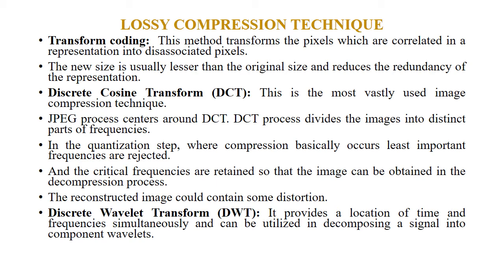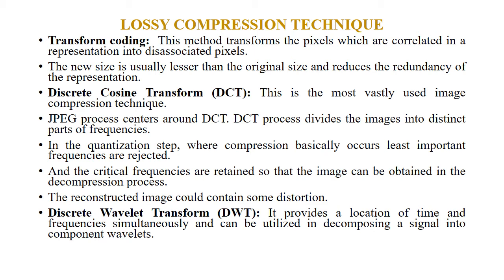The DCT process divides the image into distinct parts of frequencies. In general, we are going to divide an image into 4 equal parts. These 4 equal parts are named low-low, low-high, high-low, and high-high level. In this way, we can divide the original image and then we go for the quantization process.